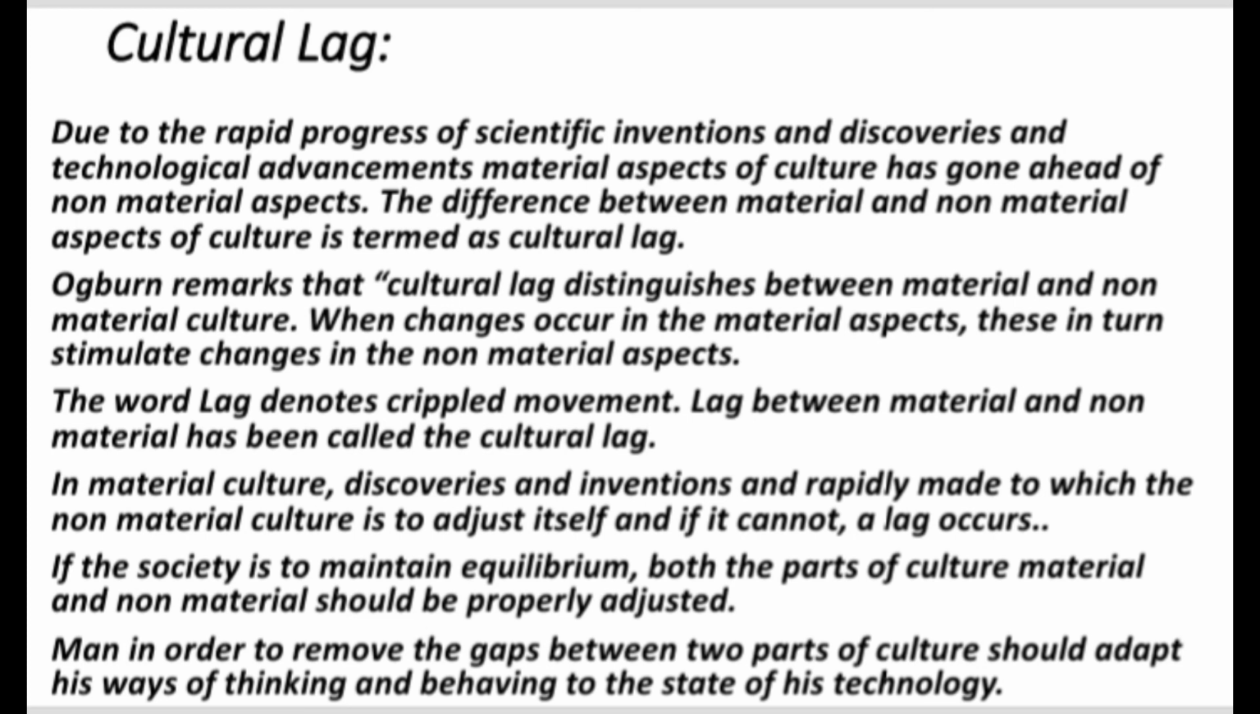When changes occur in the material aspects of culture, they in turn stimulate changes in the non-material aspects of culture. Material culture discoveries and inventions are rapidly made, to which the non-material culture has to adjust itself, and if it cannot, a lag occurs. If society is to maintain equilibrium, both parts of culture, material and non-material, should be properly adjusted. It implies a high degree of planning. The failure of modern society to make quick and effective adaptations to change in the material culture is not due to technical instability, but due to the rigidity of the ideological system.